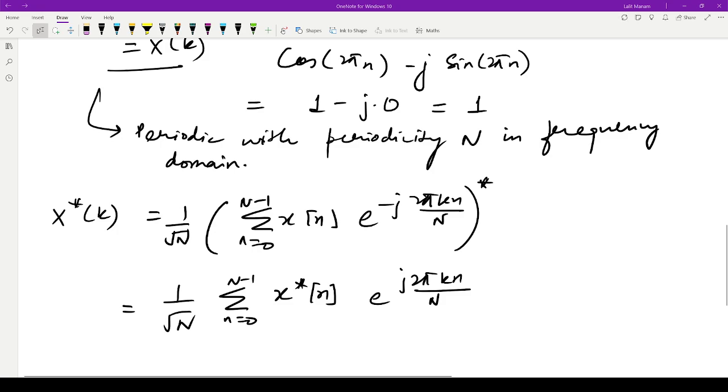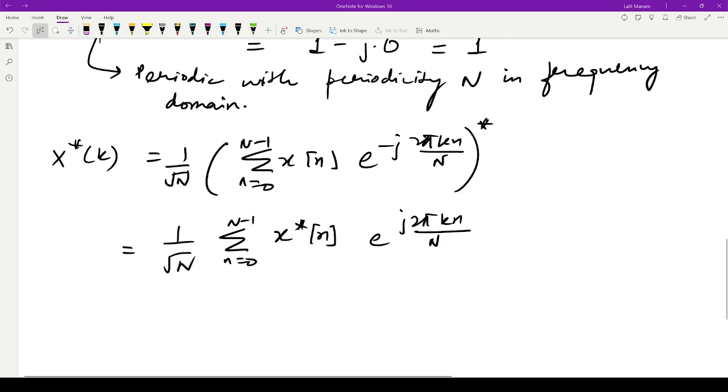That's all we did. So star means conjugation, and in a complex number, conjugation means you change the sign of the imaginary term. That's it. Or rather, change the sign corresponding to j. That's all we do. Given this, what is it? Is this the same as xk by any chance? No, it's not the same as xk.